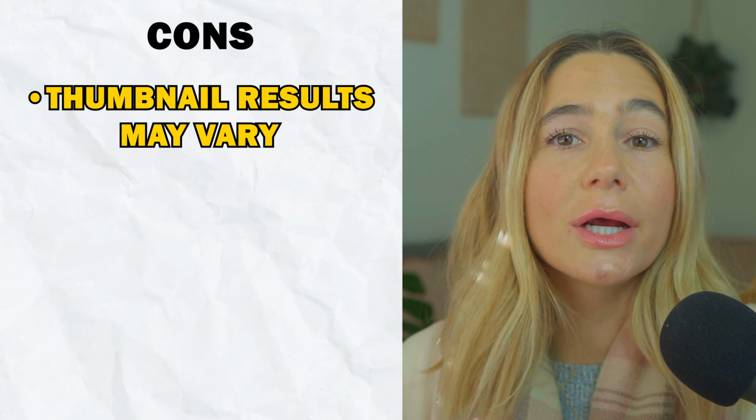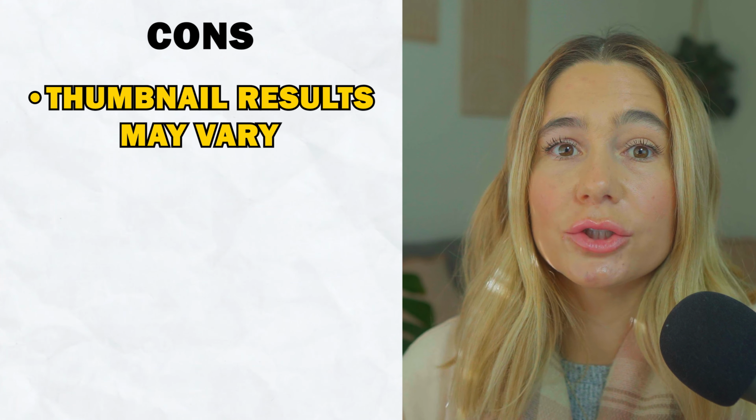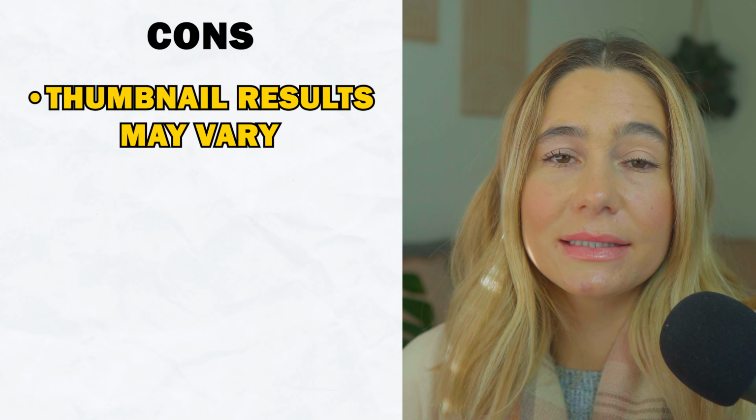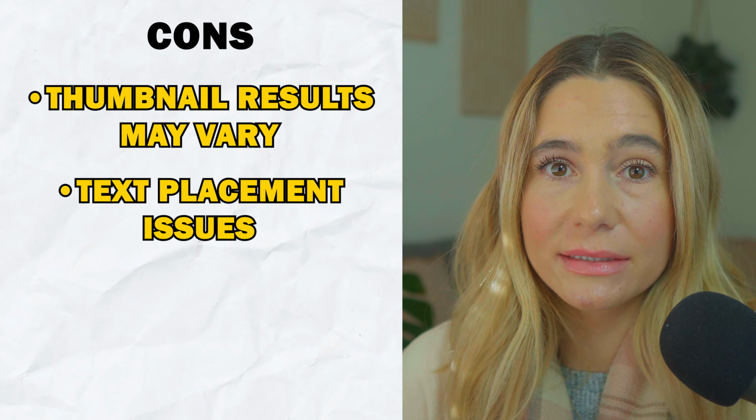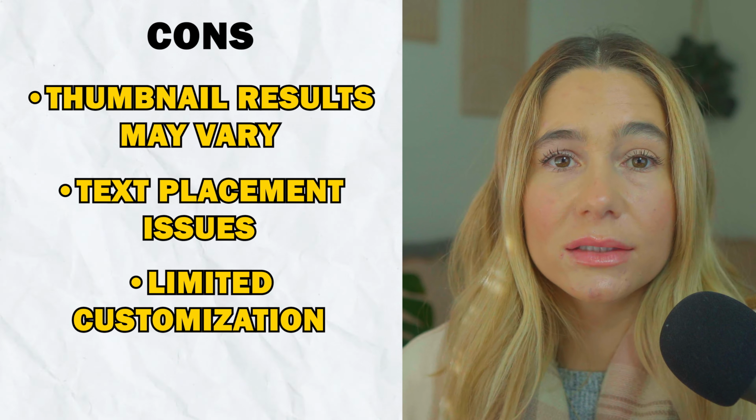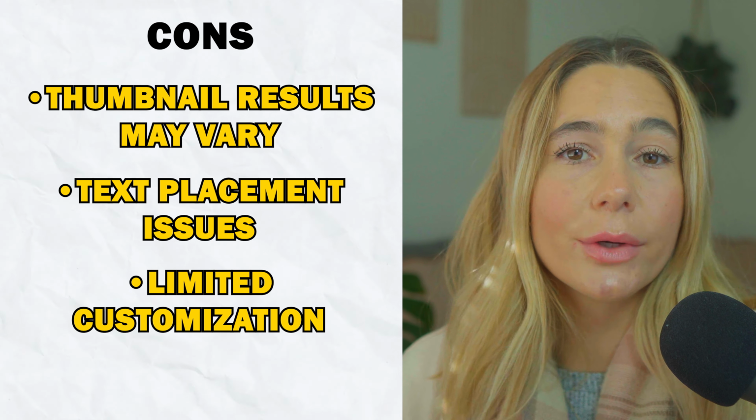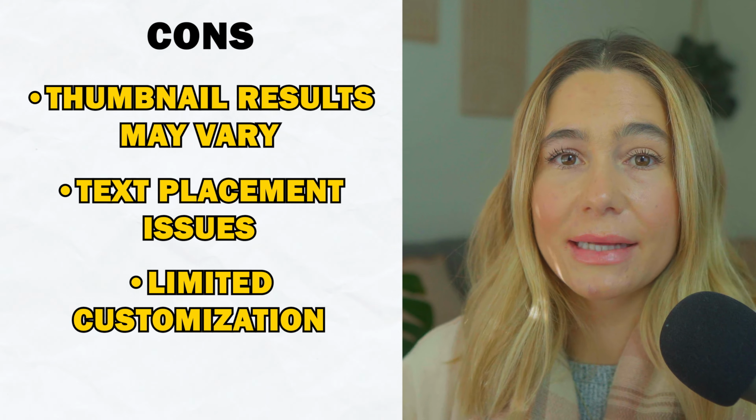Now let's take a look at some of the cons. Thumbnail results may vary. While the AI generated thumbnails are helpful, they might require additional tweaking to match your style or branding. Another con is the text placement issues. Some users have reported that captioned or text overlays on shorts may need manual adjustments to avoid covering important visuals. Limited customization. While Taja AI provides a great starting point, you may need to refine some of the generated content to fit your exact preferences.